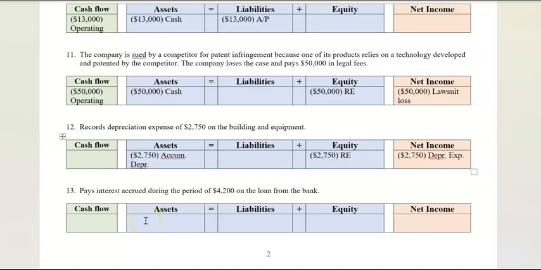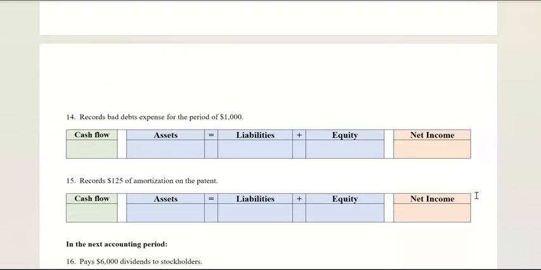13 says the company pays interest accrued during the period of $4,200 on the loan from the bank. We're paying interest, so cash is going to decrease. Cash payments for interest, remember that's a tricky one, that is an operating cash flow. Let's record that cash payment. That's going to decrease our assets. And the other side of this journal entry would be interest expense. Assuming that we immediately recorded our closing entries, we would transfer the balance in our expenses directly to retained earnings and reduce stockholders' equity.